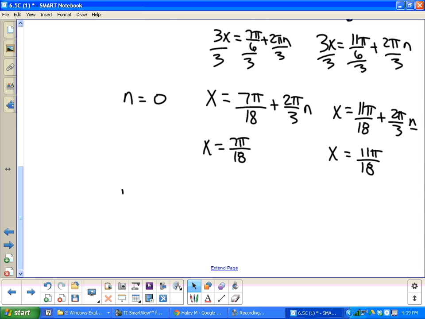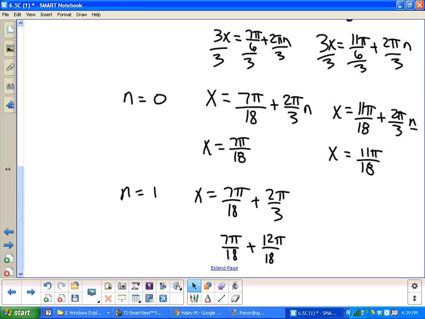Okay, now let's see if n equals 1. Let's see if this will work out. So this will be 7 pi over 18 plus 2 pi over 3. Let's see if this is going to be too big. Thinking it probably is, but not positive. I need a common denominator. Of course, you can just punch in 7/18 plus 2/3. Like we said earlier, 2 pi over 3 is 12 pi over 18. So now we get 19 pi over 18, which is not too big because 19 over 18 is less than 2, so that one's okay.